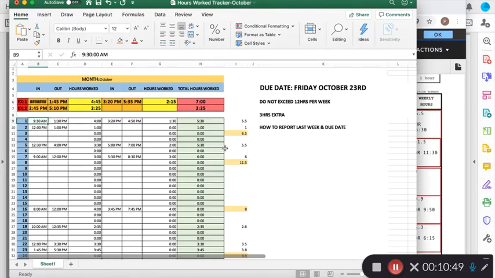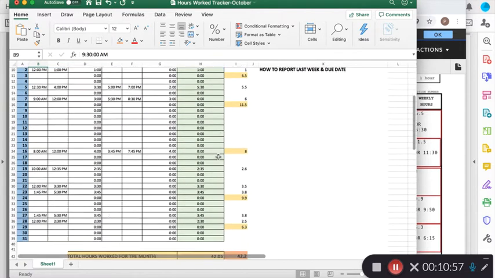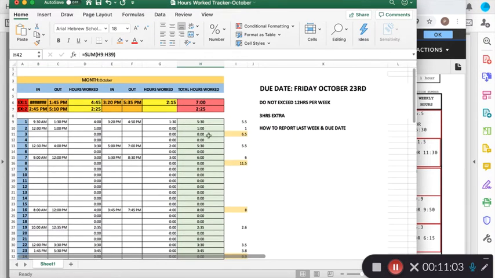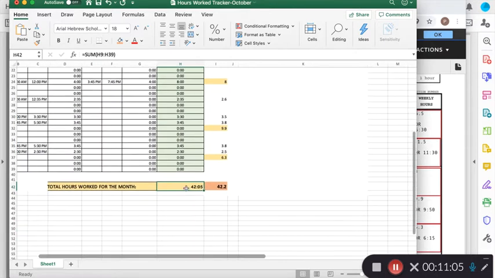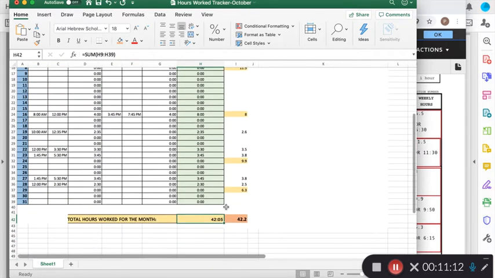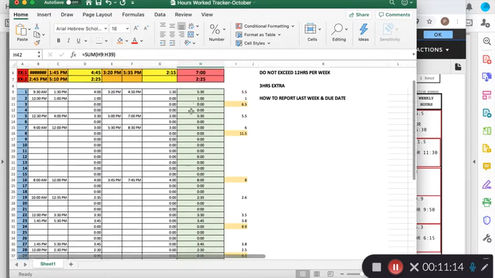count the hours correctly. And also, quick note as well, we sent out this tracker twice. If you received it on Friday, please use the updated version. The updated version will be counting the hours correctly. The first one that was sent out on Friday did not count the hours correctly. So please make sure to look at your emails and be looking at the updated version of the tracker, or else your hours will not be counted correctly.